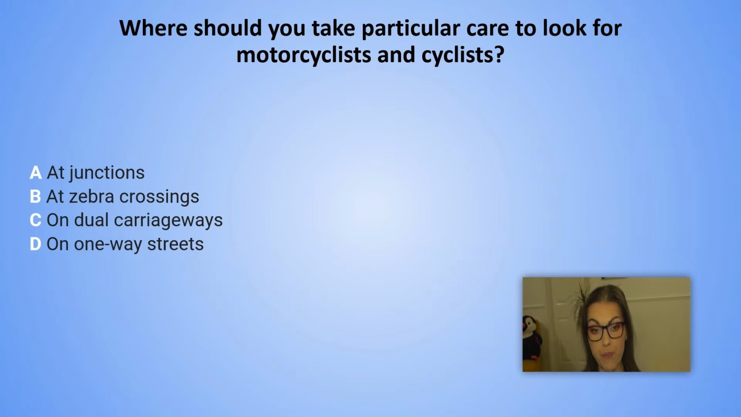Next question. Where should you take particular care to look for motorcyclists and cyclists? A. At junctions. B. At zebra crossings. C. On dual carriageways. D. On one-way streets. And the countdown begins now.